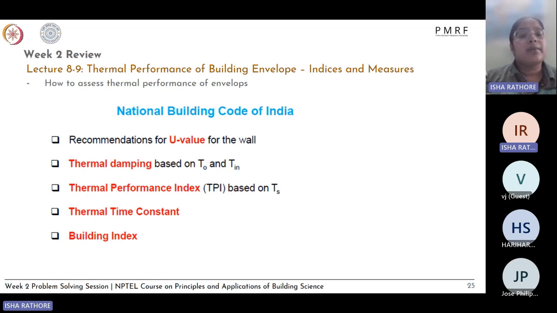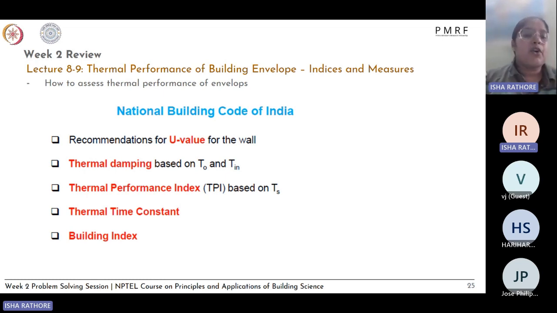Then we also have thermal damping, which is based on the outside temperature and the inside temperature ranges. So thermal damping is basically the amount of damping or the reduction between the outside temperature wave and the inside temperature wave. So this is again calculated by the ranges of the outside temperature and the inside room temperatures. So that is thermal damping.